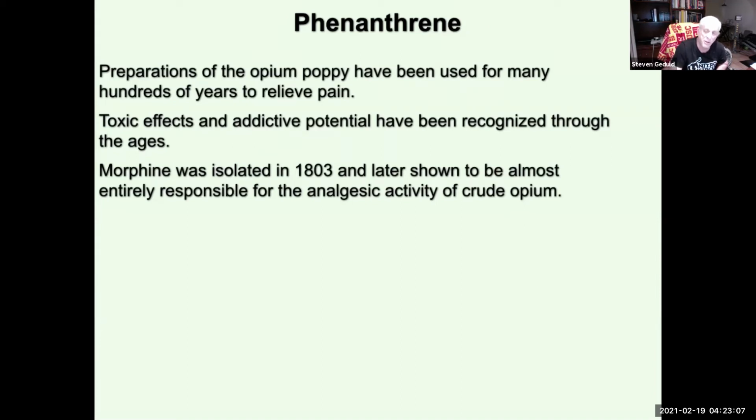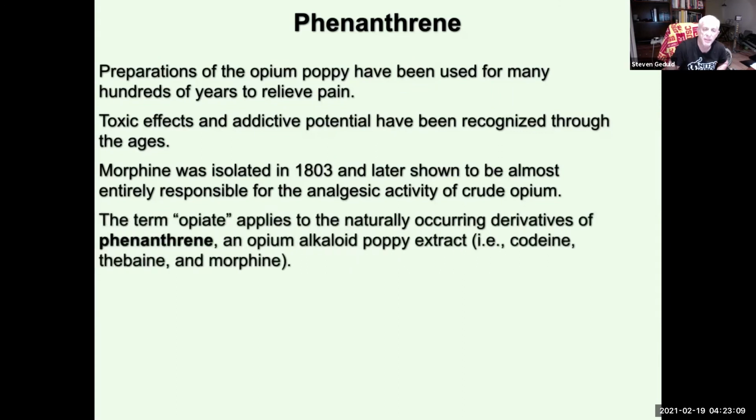Morphine is recognized by our brain receptors, actually. The term opiate applies to the naturally occurring derivatives of phenanthrene. It's an opium alkaloid, a poppy extract like codeine, thebaine, or morphine.